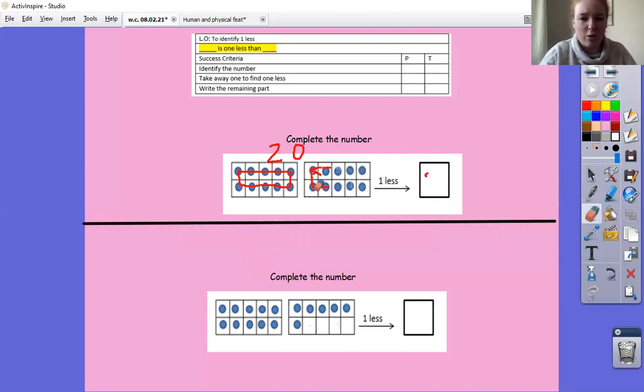I want to find out what 1 less than 20 is. So I need to take 1 away. So which is my 1? Where are my 1s? Oh, I don't have any 1s, do I, in this number? This number doesn't have any 1s. So I know that 1 10 is the same as 10 1s. So I can take away one of my 1s off one of my 10s, like this, because I know that is equivalent to 1 1 within my 1 10.